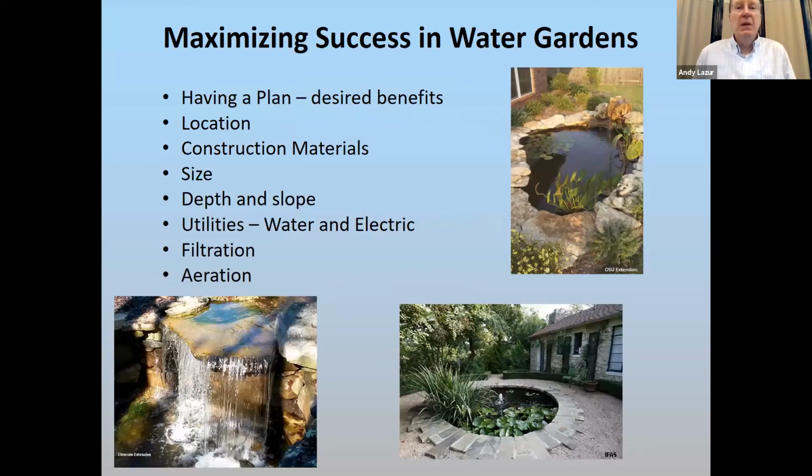Touching on a few of the items, it's always good with a project like this to have a plan. And what do you want from your water garden? What sort of benefits do you want? Do you want to add a nice landscape feature to your backyard or front yard, whatever the case may be? Do you want sound? Do you want the sound of a waterfall, as in the bottom left? Do you want different types of plants to look at? So again, having a plan is really important because that'll guide you in the types of decisions that you'll make.